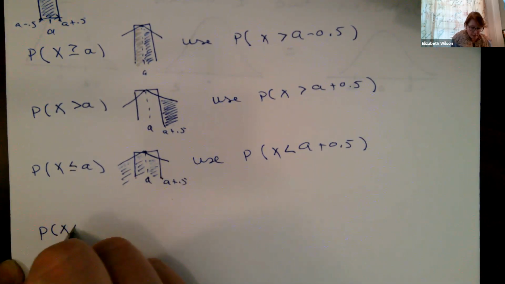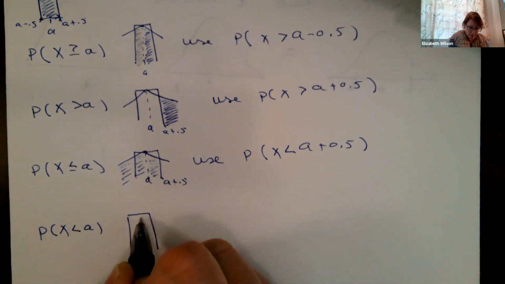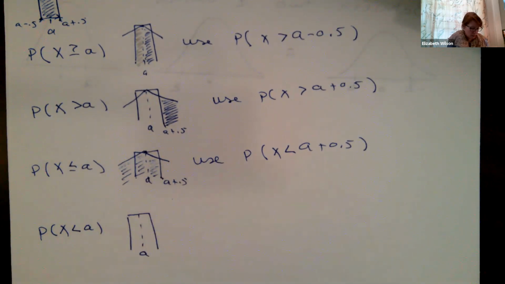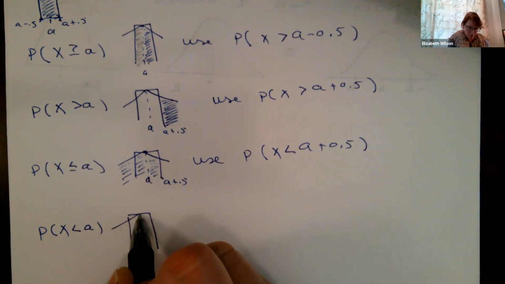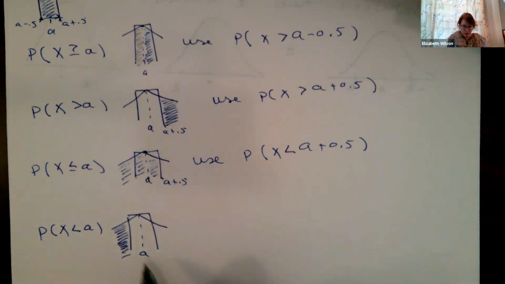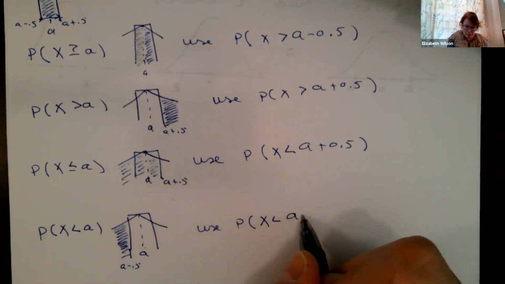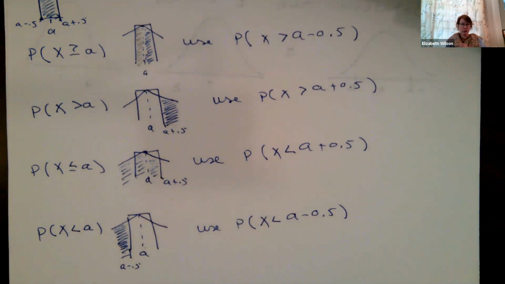Now the probability that x is less than a, but not inclusive. So what does that look like? Remember, our a sits right in the middle. Our normal curve comes up and it goes down. We want it less than, so we want this bit right here. So we have to subtract 0.5 from a, a minus 0.5, in order to get this value here. We use the probability x less than a minus 0.5. That's our continuity correction.